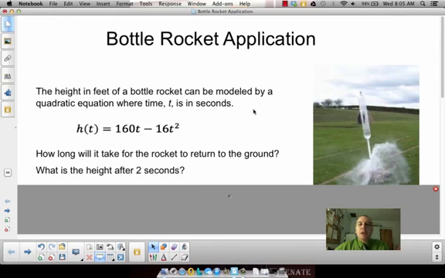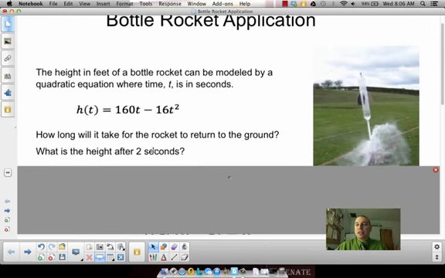The height in feet of a bottle rocket can be modeled by a quadratic equation, where time t is in seconds. And here's this particular case, okay? So h of t, and I know that the MCA review in this case says h of t, but in other cases it just says h. It's the same thing. h of t is equal to 160t minus 16t squared. How long will it take for the rocket to return to the ground? And what is the height after 2 seconds?